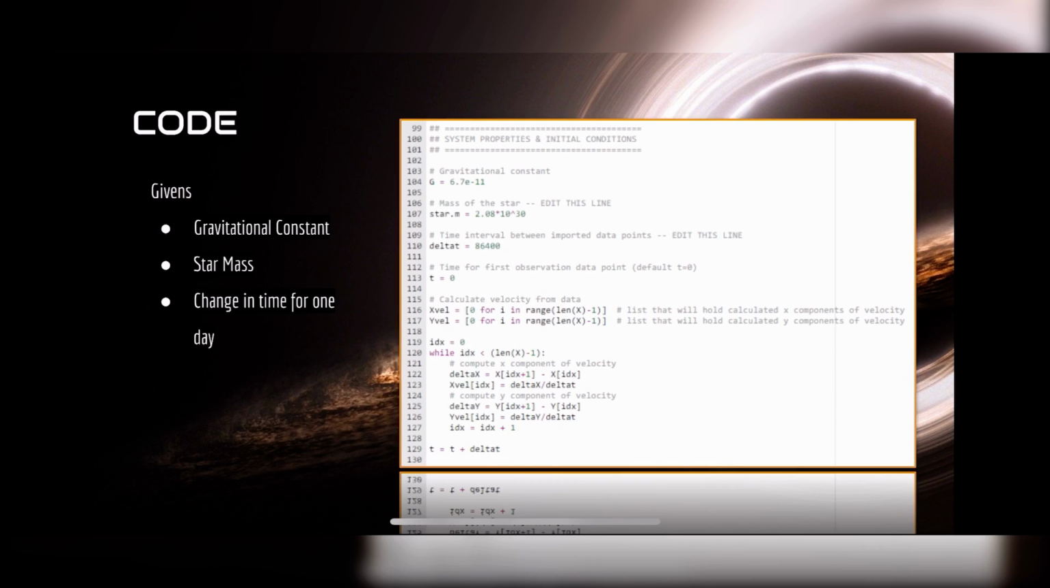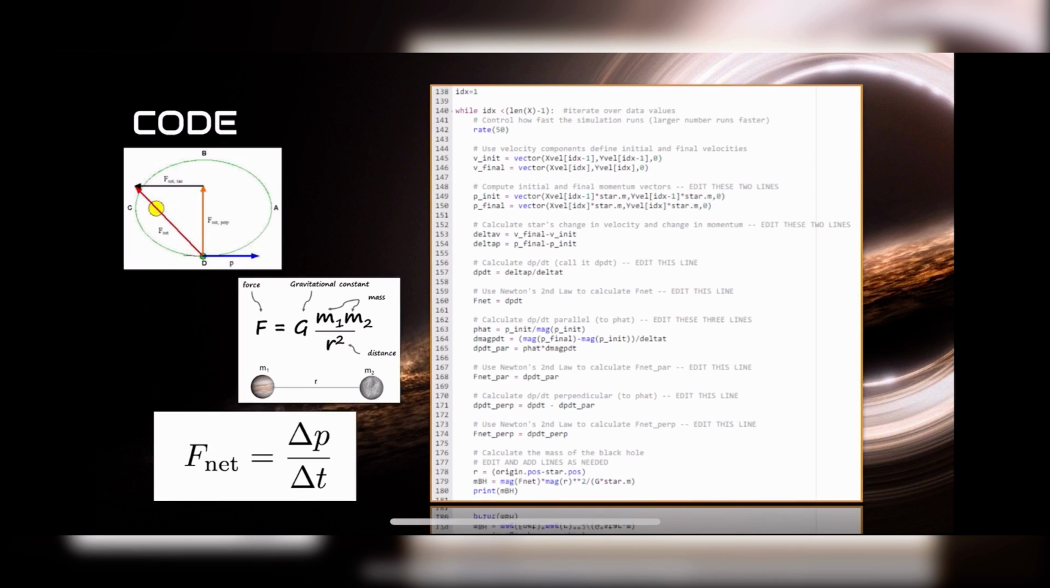So in our code, we take our initial and final velocity first, and then we also take our initial and final momentum. Or rather, we find the initial and final momentum vectors. Delta V equals V final minus V initial, delta P the same. We have dP/dt, which is delta P over delta T, or F net, which would be dP/dt.